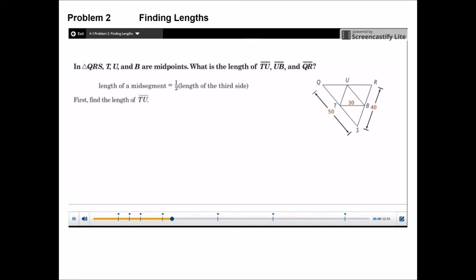First, find the length of segment TU. Use the triangle midsegment theorem. Segment TU is a midsegment parallel to side SR, so the length of segment TU is half the length of side SR. Substitute 40 for SR. Simplify by multiplying.